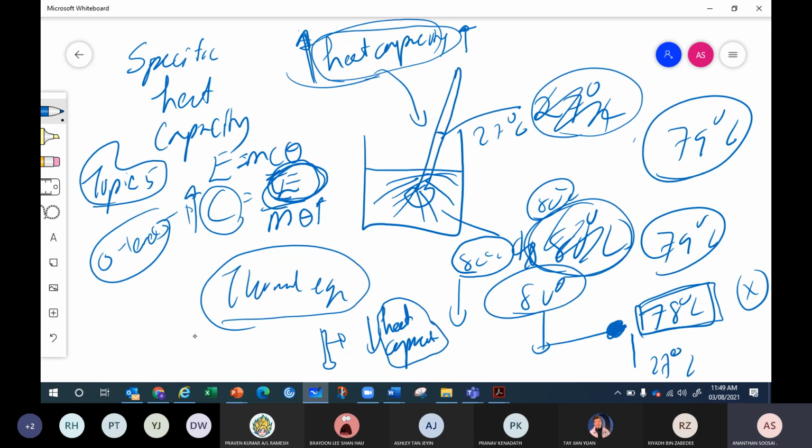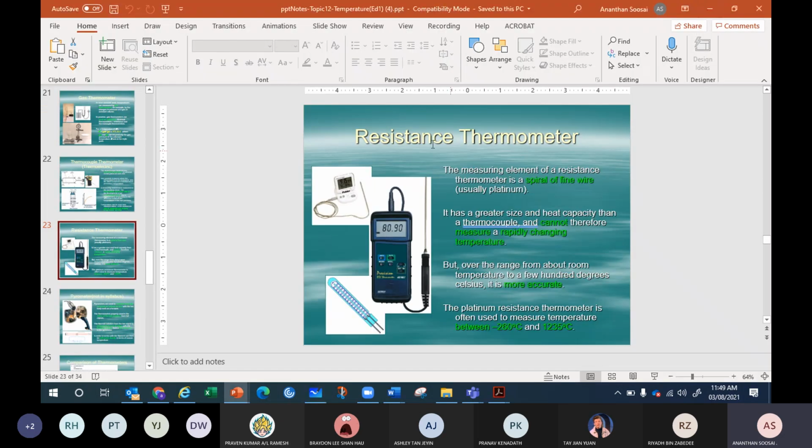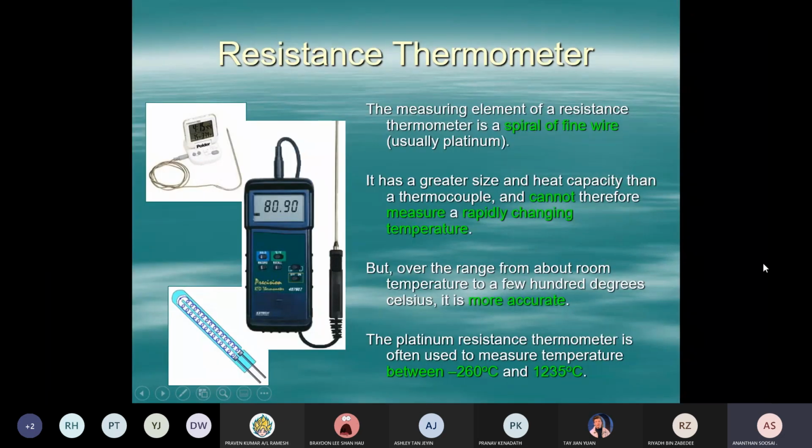So thermocouple, right? Just now I told you about the thermocouple. A thermocouple has a very low heat capacity, so it won't alter the temperature a lot. But the resistance thermometer, right? This resistance thermometer has a huge heat capacity. If it has a huge heat capacity, meaning what? You're going to absorb lots of energy from the body to measure the temperature. Therefore, it's not good for measuring rapidly changing temperature.